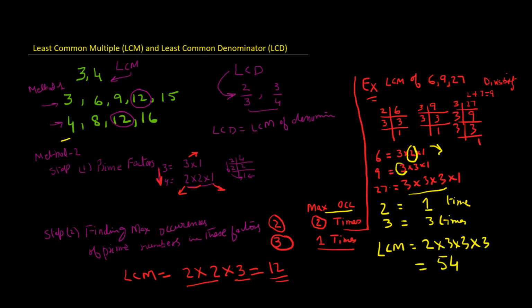So in this example, we have used method 2 of finding the LCM, not the first method. Because in the first method, we find the multiples of all these numbers, and then we find by visual inspection what is the minimum number which occurs in the multiples of these three numbers. So these were the two methods, and now we will learn a third method of finding the LCM or LCD, which is a simpler method, just like finding the prime factors, and which you will feel very easy and comfortable.